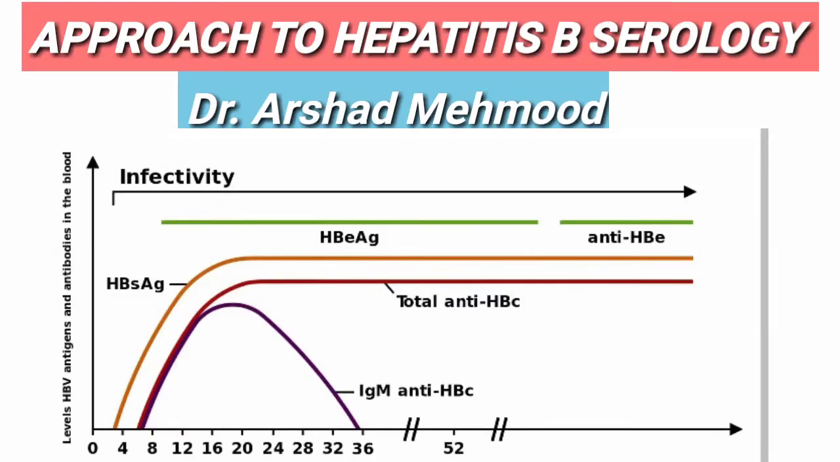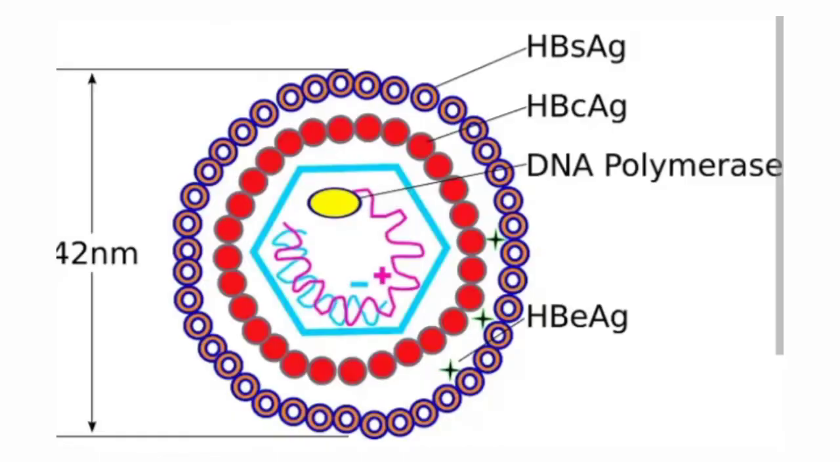In this video, we'll discuss a very important topic from the exam point of view, that is the viral serology of hepatitis B, and how you will interpret it for solving MCQs. So this picture is showing the structure of the hepatitis B virus. It is a DNA virus having three important antigens: the surface antigen, the core antigen, and the envelope antigen. And in the center is the DNA.